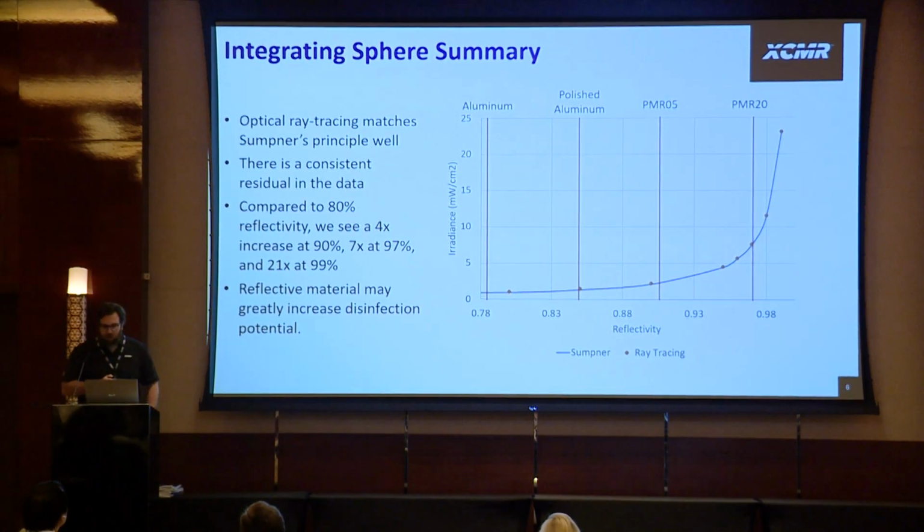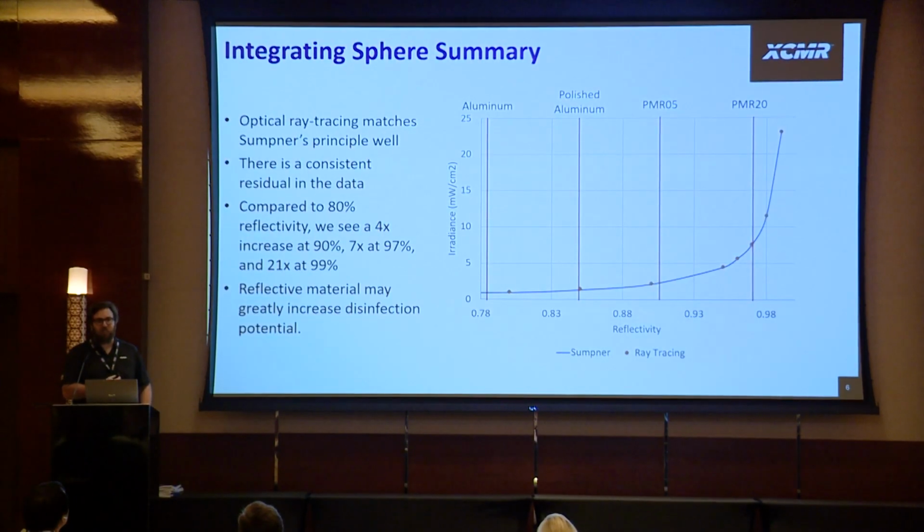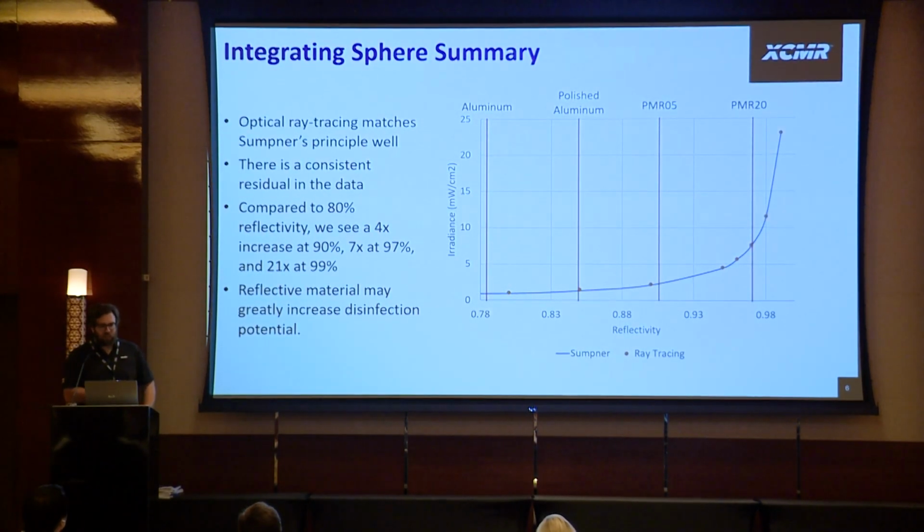But one thing I want to point your attention to is how the actual average irradiance grows exponentially as you increase the reflectivity. So essentially, you're getting more reflections that are significant within that system. And you can even get up to 21 times at 99% reflectivity versus at 80% reflectivity.